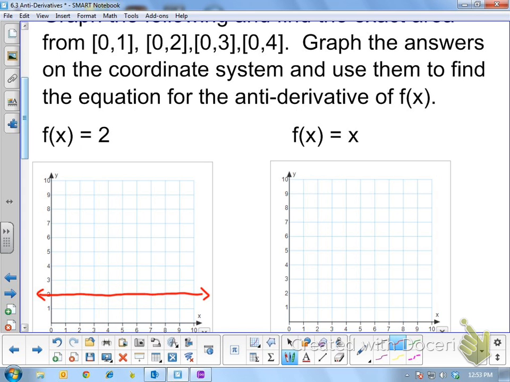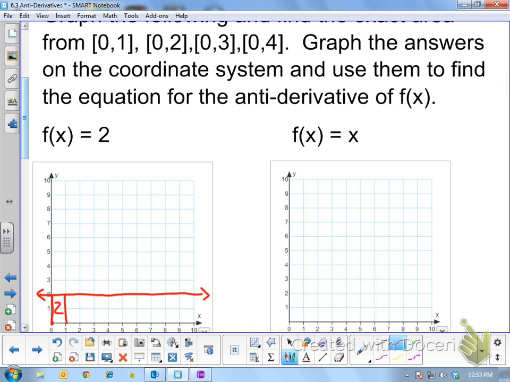So first I've asked you to find the area under the curve from 0 to 1. So if we start at 0, go up to our function, and at 1, go up to our function, what shape do we have? A rectangle. Okay. And we know how to find the area of this shape. How do I find the area of that shape? Base times height, length times width. Different ways to say it, but same thing. So what's the area of this rectangle? 2.